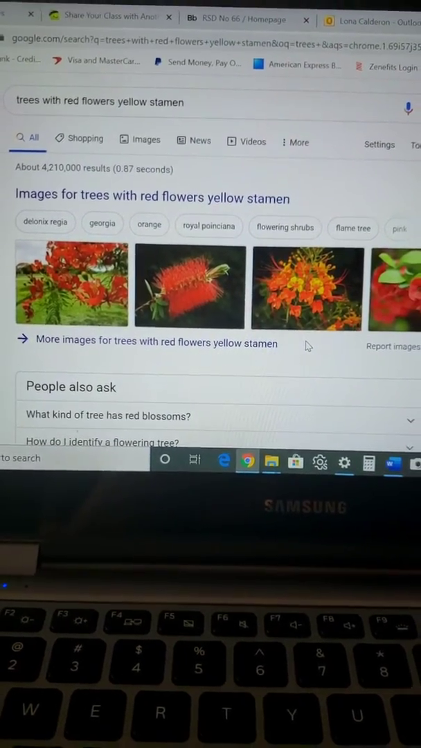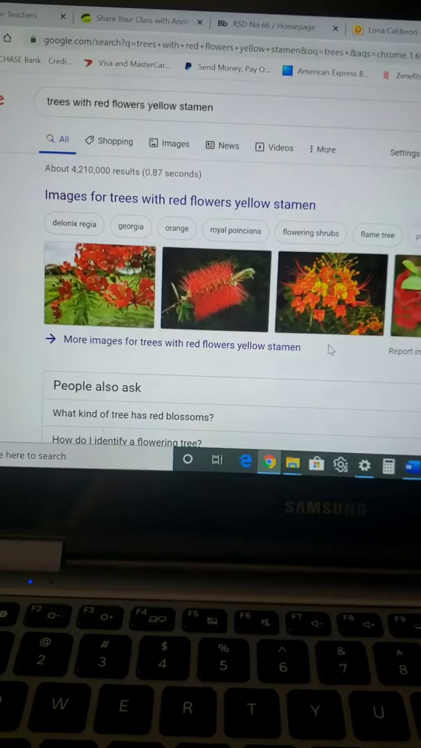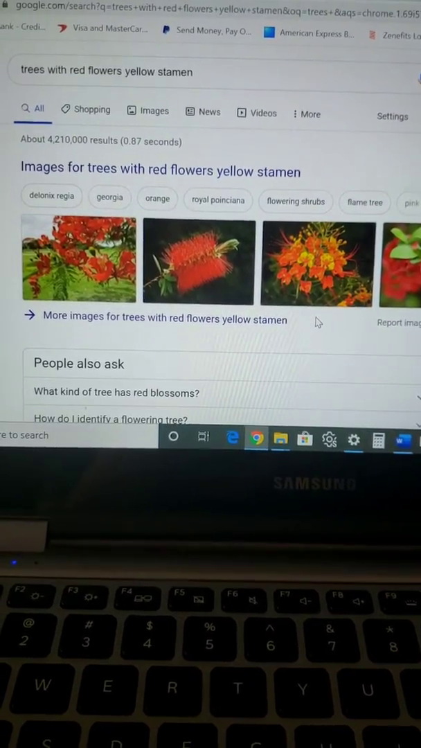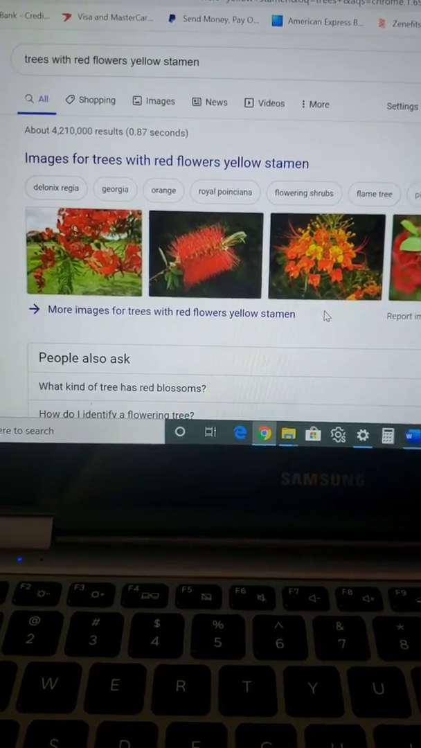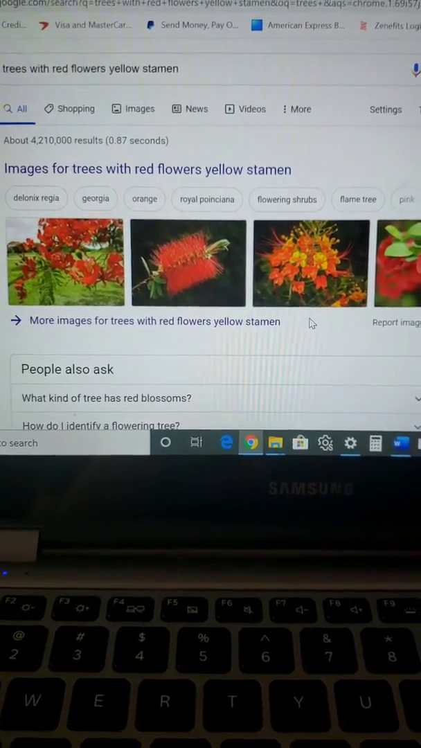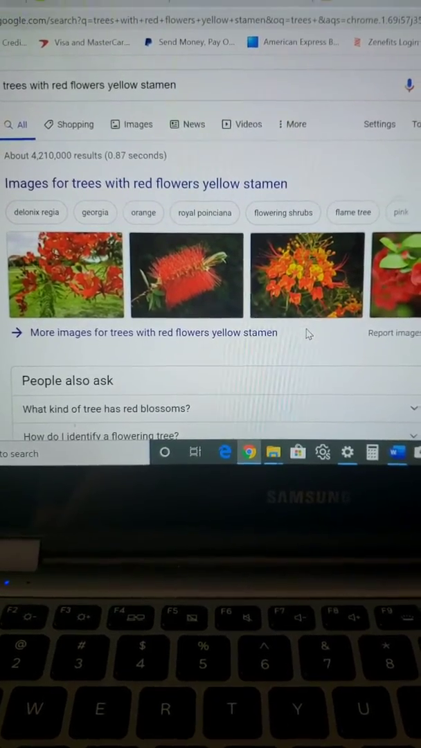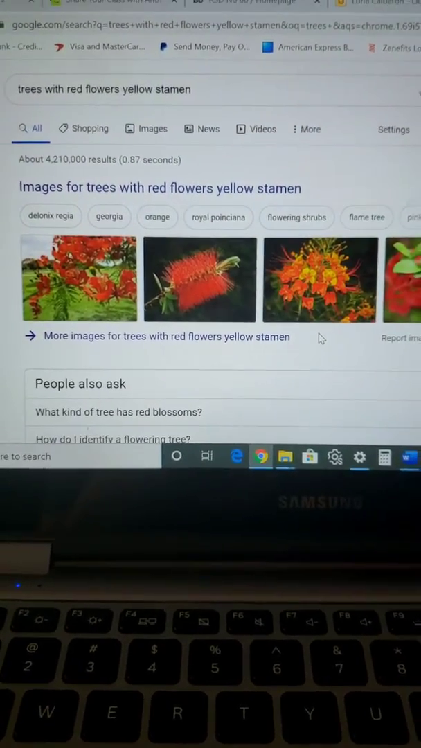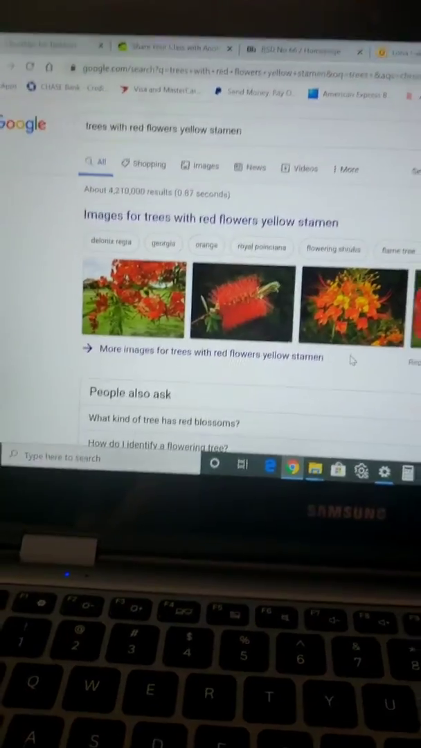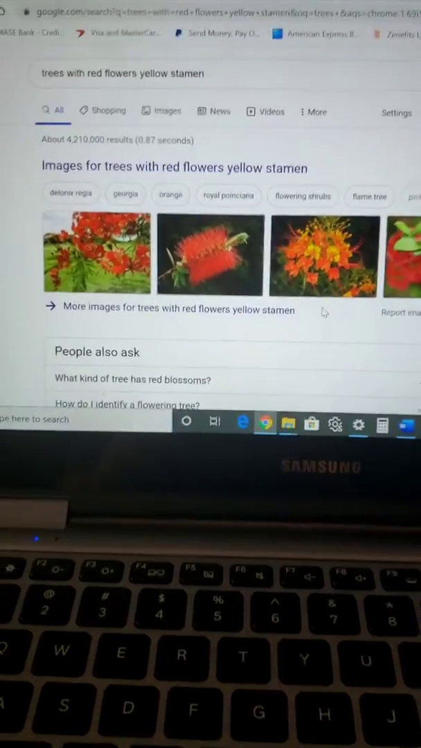So I decided to do some research on that tree with the pretty red flowers, and using the knowledge I already know of flowers, I typed in images for trees with red flowers, yellow stamen. So the stamen is the part of the flower that contains the pollen. That's how flowers are spread around and to reproduce.